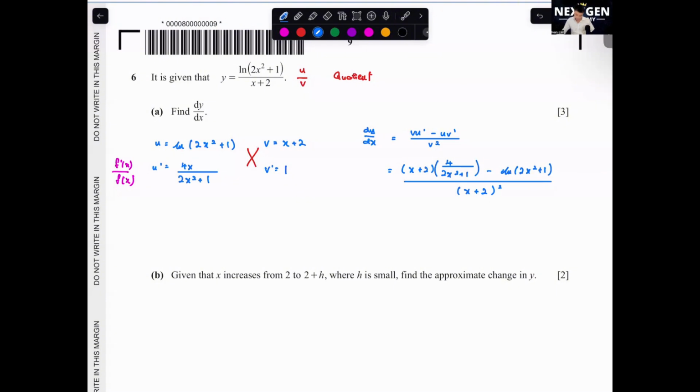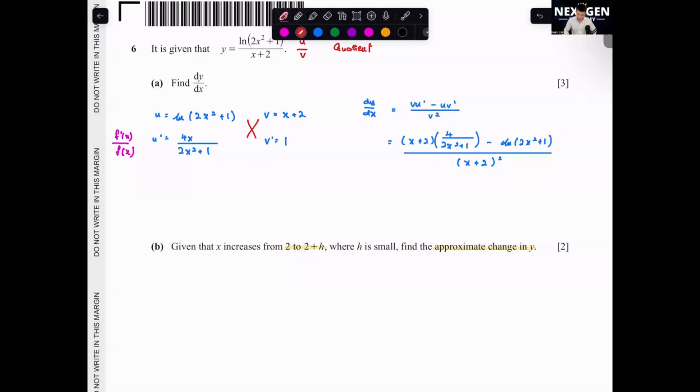Let's go to question B. Given that x increases from 2 to 2 plus h, where h is small, find the approximate change in y. So this question is small change and approximation. Do you remember what small change and approximation is? We write down this equation immediately. Every time you see approximate change or small change, we write delta y over delta x equals dy over dx. This is the main equation that we'll be using.